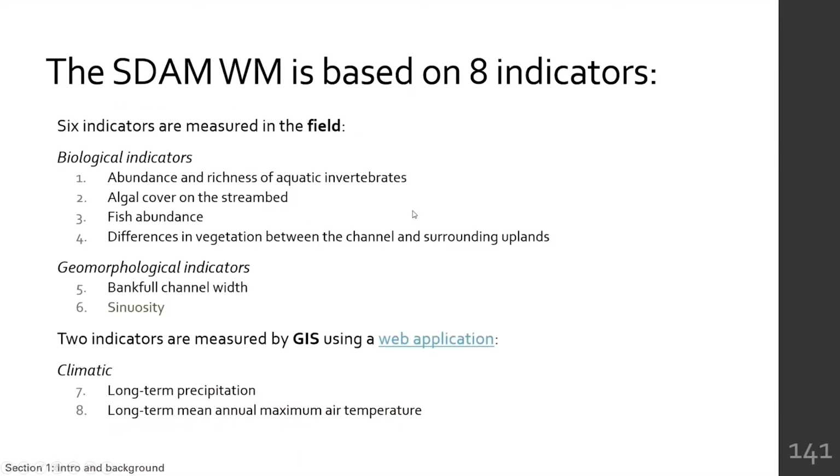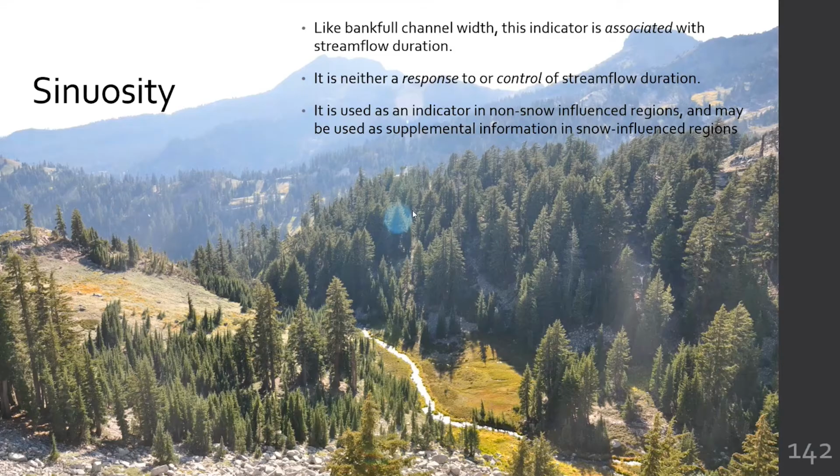Now we're going to talk about sinuosity. Again, this is another associated stream flow duration indicator. It's not a response or control. It was used within the non-snow influenced portions. So again, we're mostly talking about California North Coast and Sierra Nevada foothills and scattered portions of Montana and Arizona and Colorado. It's an indicator in the non-snow influenced region, but it can also be used as a supplement anywhere.